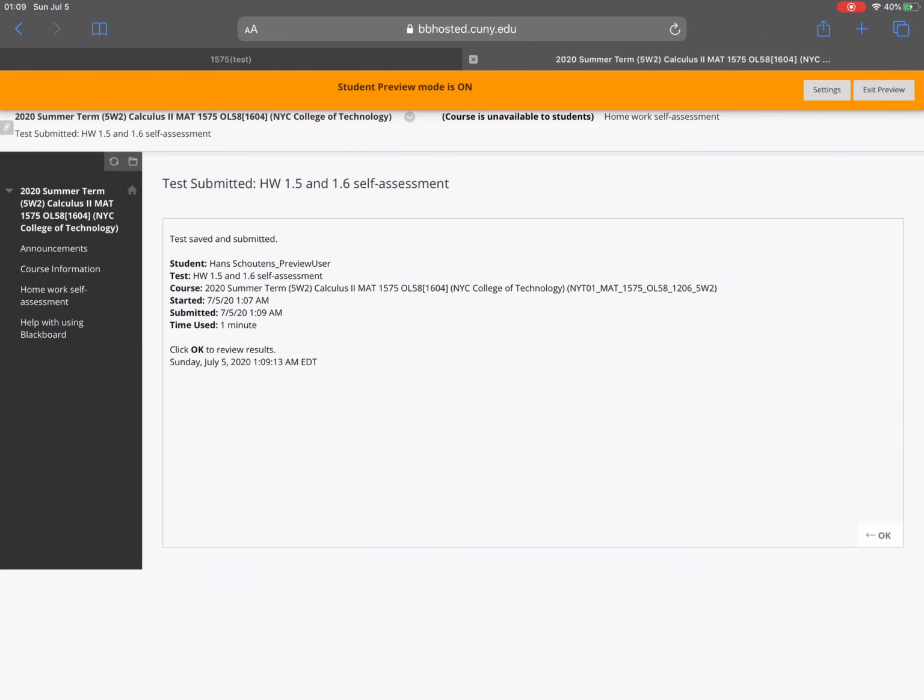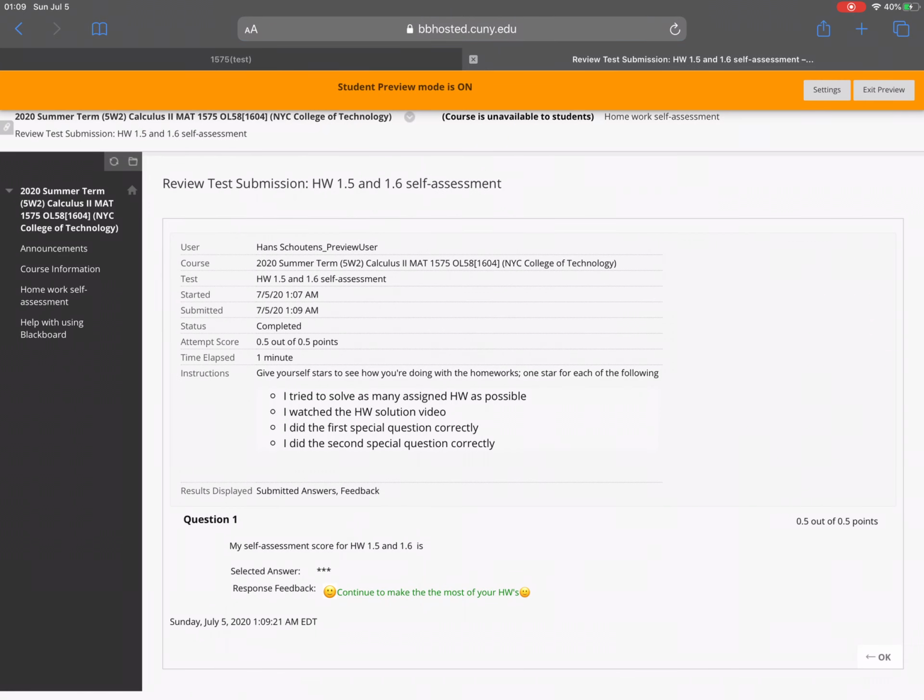And then this is the submission log. It tells me when you did this. That's how I know whether you're doing this on time or not. But this is important because here you see now the answer. Your selected answer was star, star, star. And then underneath, and that's the important part, it says smiley faces, continue to make the most of your homework.